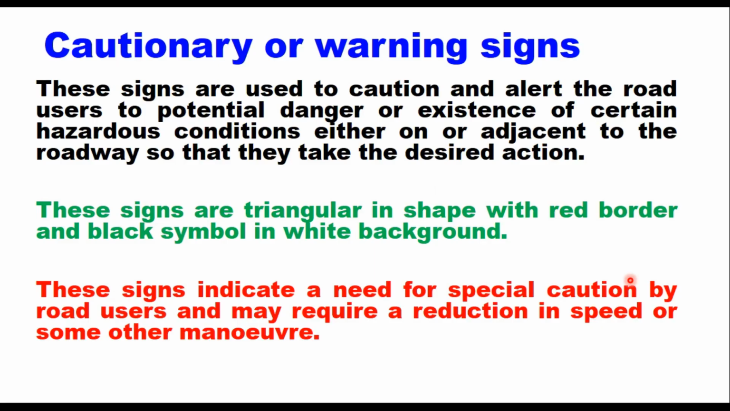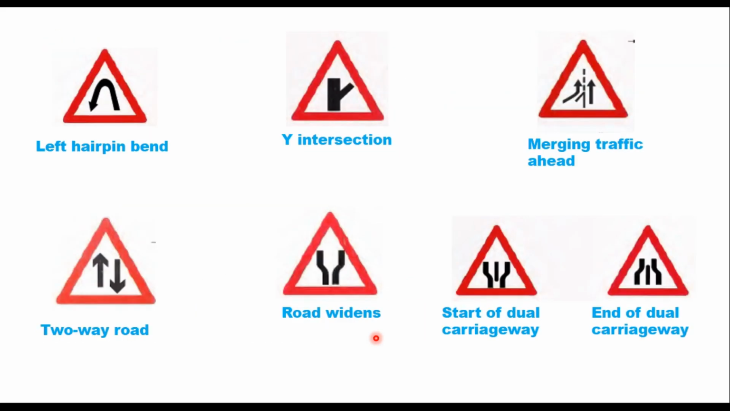The second category of signs is cautionary or warning signs. These signs are used to caution and alert the road users to potential danger or existence of certain hazardous conditions either on or adjacent to the roadway so that they can take desired action. These signs are triangular in shape with red border and black symbol in white background. These signs indicate a need for special caution by road users and may require reduction in speed or some other maneuvers. Now these are some of the examples of cautionary signs.